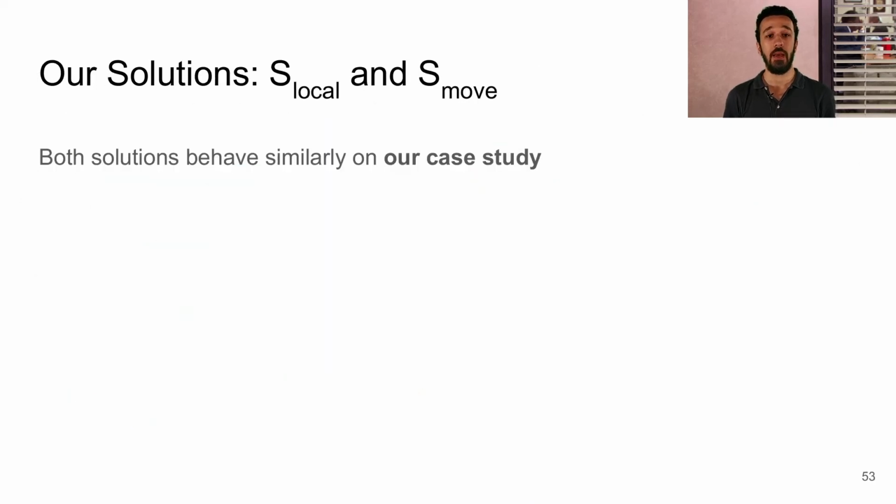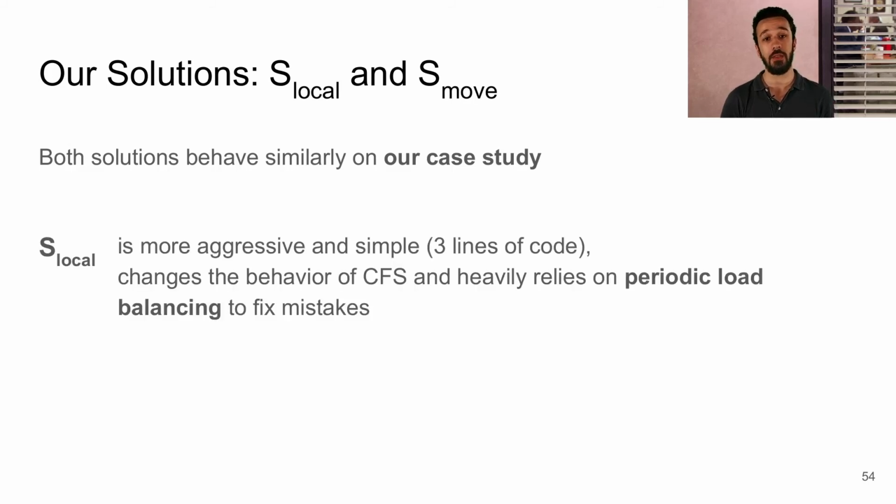On our case study, slocal and smove behave similarly. Overall, we use fewer cores than CFS, and these cores run at higher frequencies. However, both strategies differ in their design. slocal is quite aggressive, as it completely removes the placement algorithm of CFS by always placing threads locally. It is a simple, naive solution that only necessitates 3 lines of code. However, since it heavily relies on periodic load balancing in order to avoid oversubscription of some cores while other cores are idle for a long period of time, it probably has some workloads where it will have poor performance.